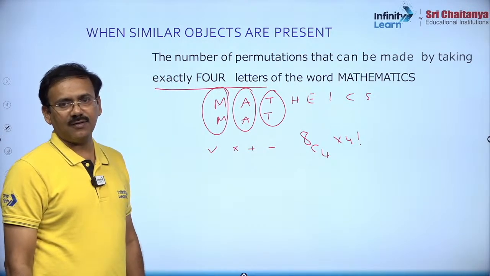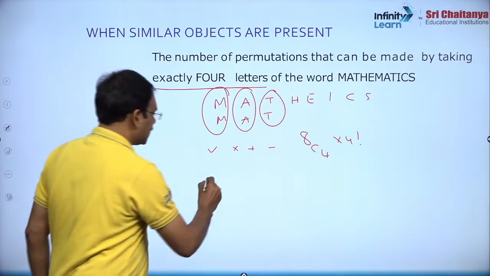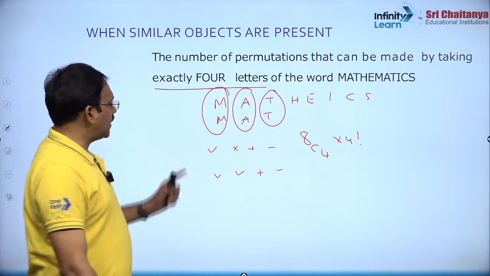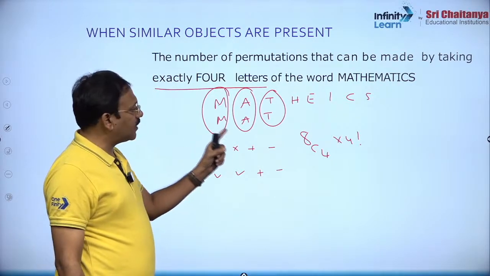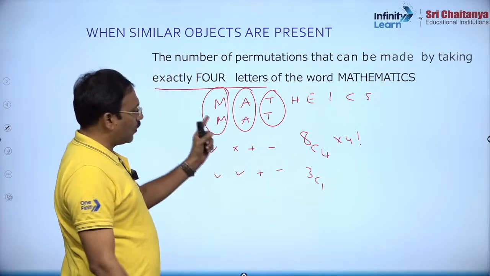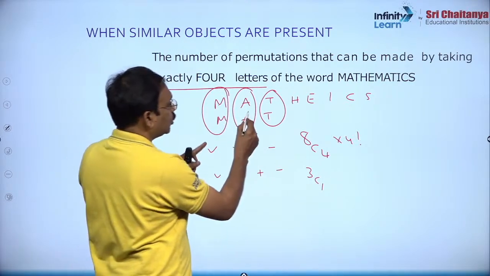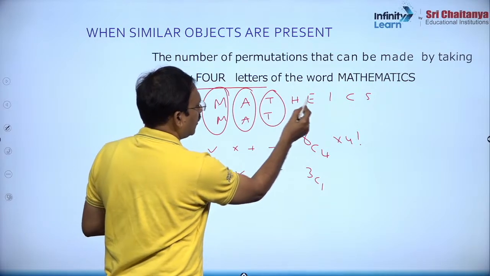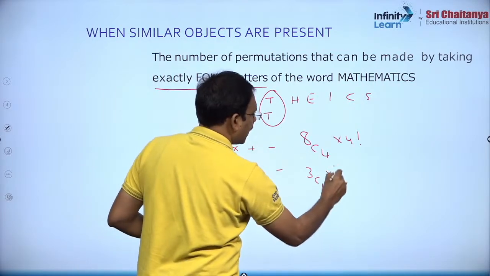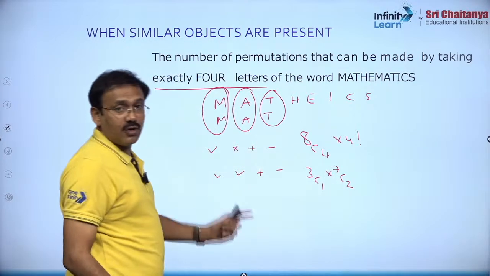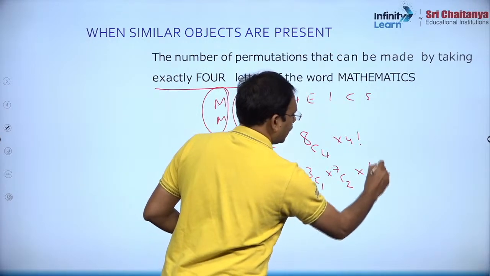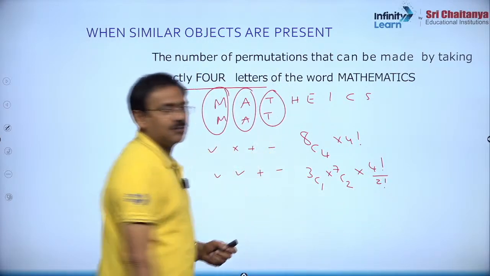That gives 8C4 times 4 factorial. There may be another case: 2 same, 2 different. The 2 same can be MM or AA or TT; out of these 3 you select one. Suppose MM is selected, you are left with 1, 2, 3, 4, 5, 6, 7 different letters. From the 7 you select 2. Now you have selected 4 letters of which 2 are the same, so you can arrange them in 4 factorial by 2 factorial ways.